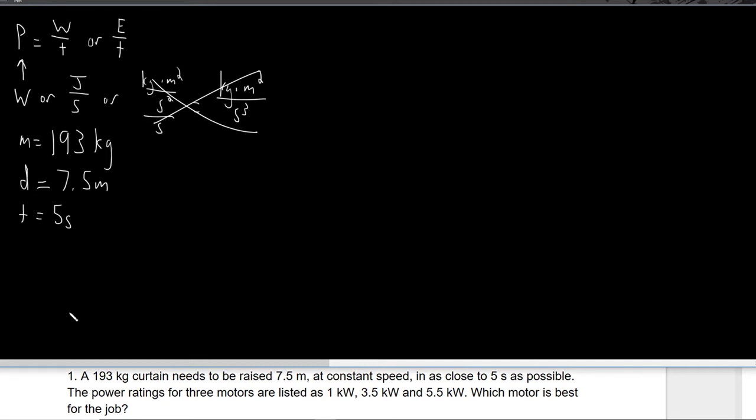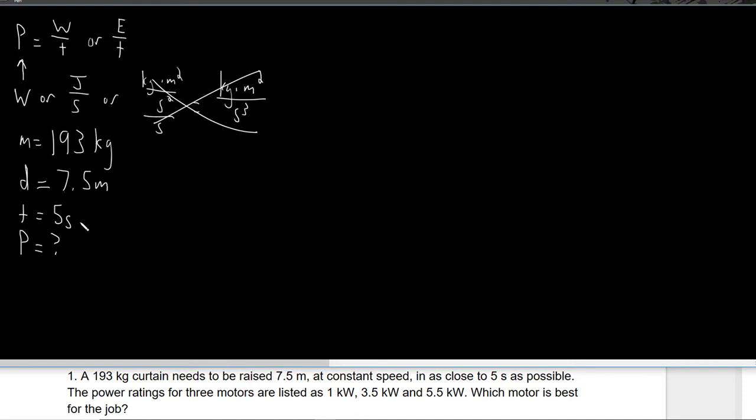The power ratings for 3 motors are listed as 1 kilowatt, 3.5 kilowatts, and 5.5 kilowatts. All right, so kilowatts are just 1,000 watts, okay? Which motor is best for the job? All right, I'm not even going to care what the 3 motors we have are. I'm just going to try to figure out what power of engine I need to lift this curtain this far in this amount of time.